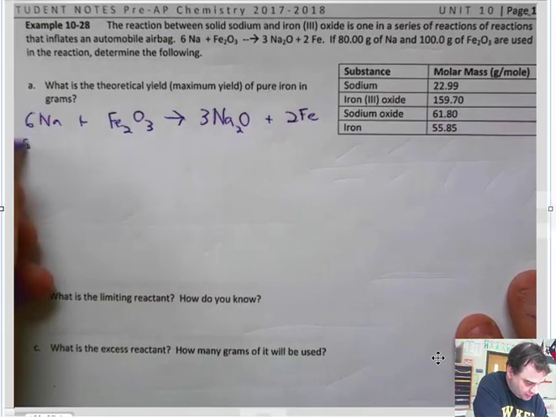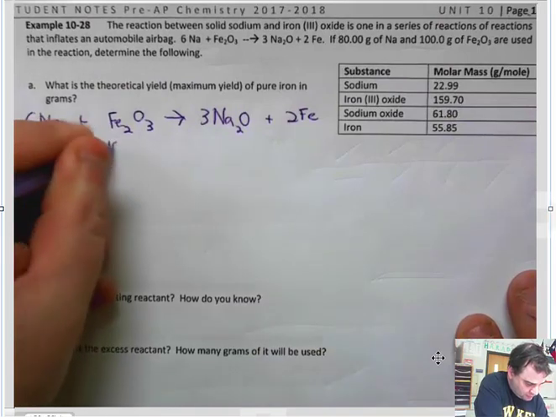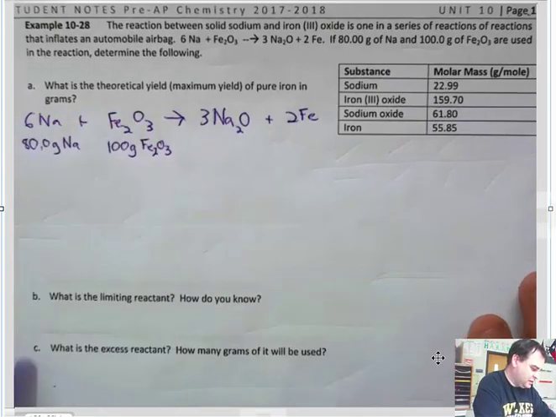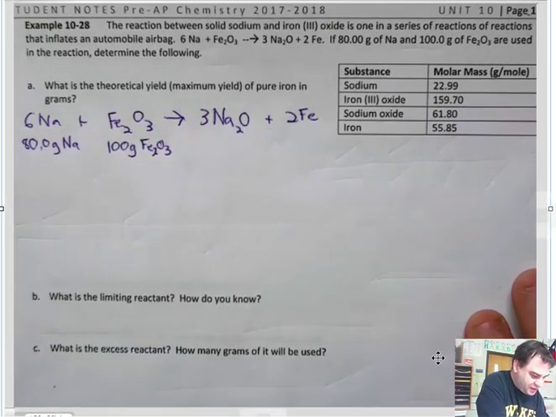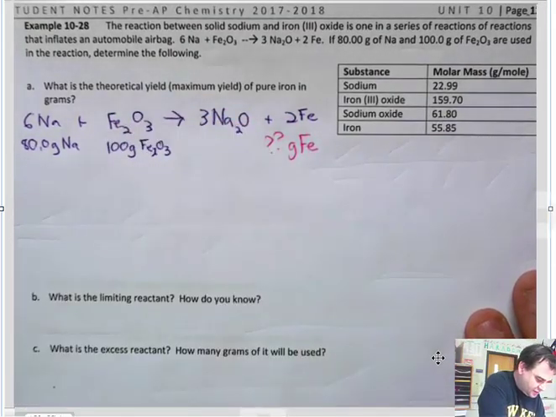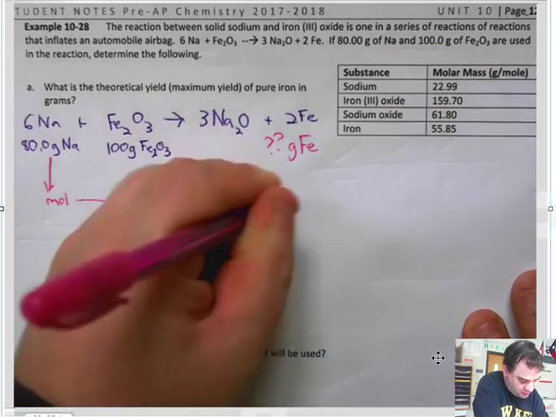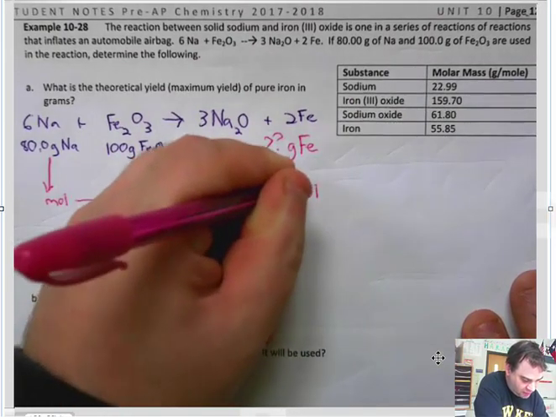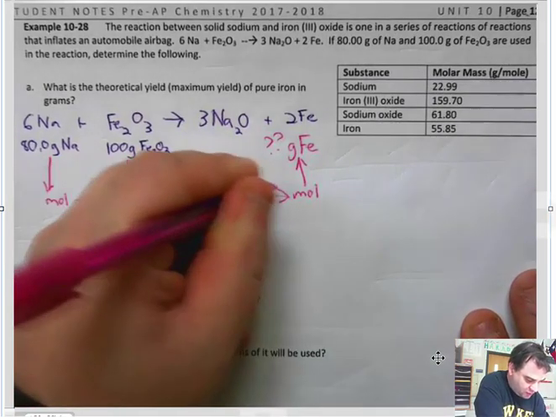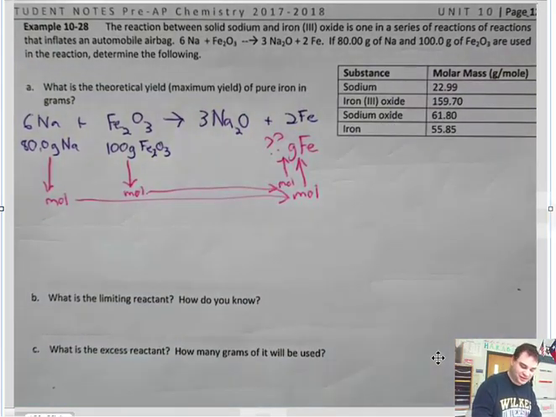We have 80 grams of sodium and we have 100 grams of iron oxide. What is the theoretical yield of pure iron in grams? So this is one where we have to go down to moles by using the molar mass, do our wham, do the molar ratio, and then up to grams. And then we have to do the same on this one as well, down to moles, over to moles, and then up to grams again. So let's start this wonderful problem.